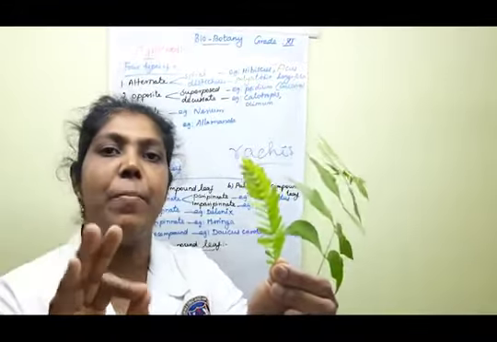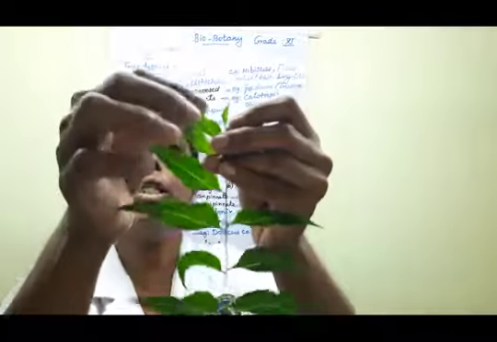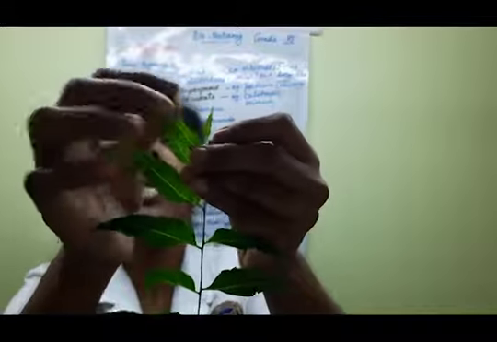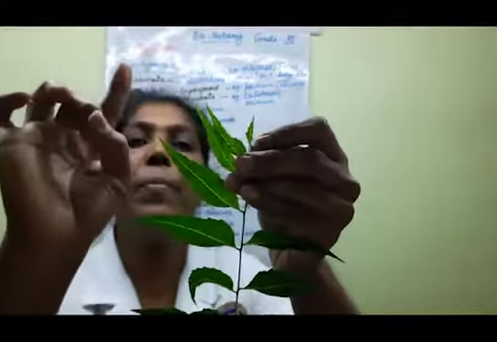Clear? Then next one, the leaflets are present in an odd number. See, this is the tip region. Here there is only one, isn't it? That's the tip region. So when the leaflets are present in an odd number, the technical term we use is imperipinnate. A good example species is, can you say the specific name? Very good. Azadirachta indica. Commonly we call it neem.